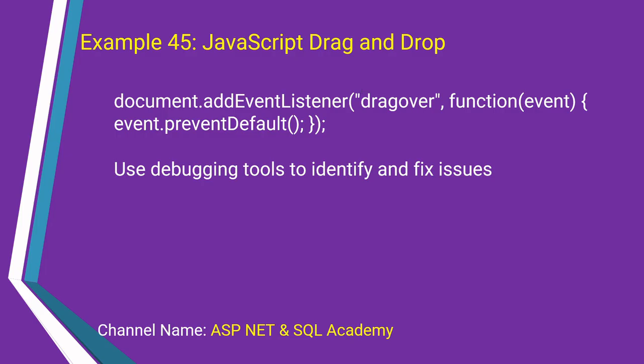Example 45. JavaScript drag and drop. Drag and drop allows us to create interactive interfaces that allow users to drag and drop elements. We can use the dragstart, dragover, and drop events to handle drag and drop interactions. For example, let us create a drag and drop interface that allows users to drag and drop images.